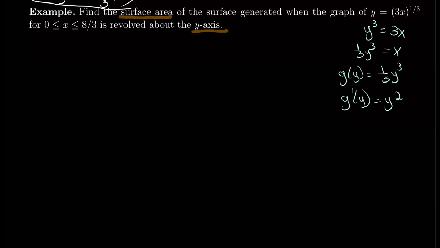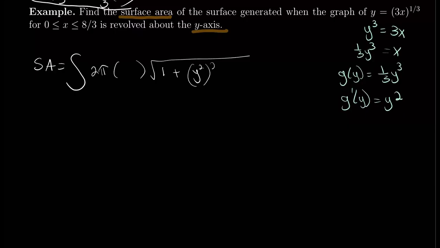I plug it into the formula. Surface area is the integral from c to d of 2 pi times my function times the square root of 1 plus the derivative squared dy. My function was 1/3 y cubed because I am doing a dy, and my bounds need to be y values. So my bounds are from 0 to 2. Take a second. Think about it.